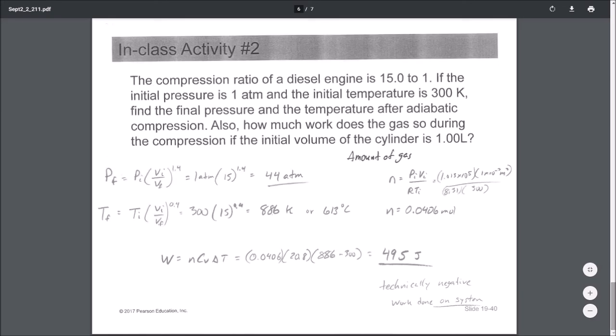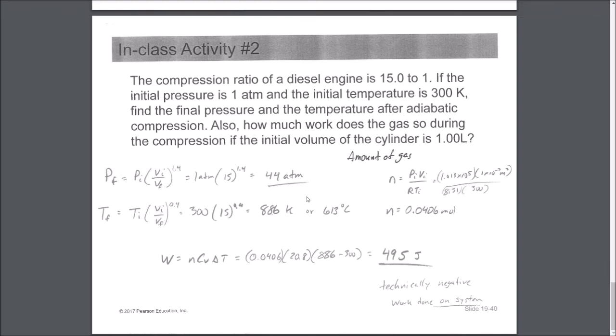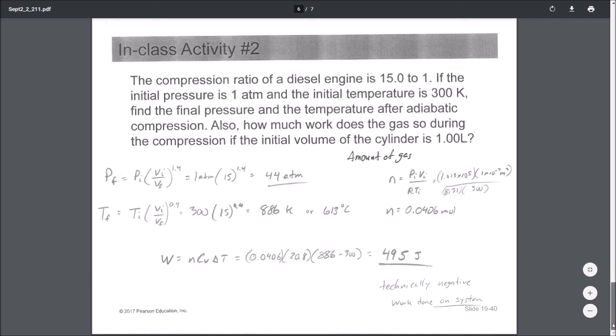All right. Compression ratio of a diesel engine is 15 to 1. Great. Initial pressure is 1. Initial temperature is 300. Very similar problem. Find the final pressure and temperature after adiabatic compression. You might want to pause the video before you look at these answers and work this out on your own. These are in-class activities, and normally when it's not pandemic life, I actually have you work this out in class. That's not so simple to do over Zoom, so I don't require this anymore, at least while we're in this situation. But it would be a good idea to try to work this on your own before you look any further.